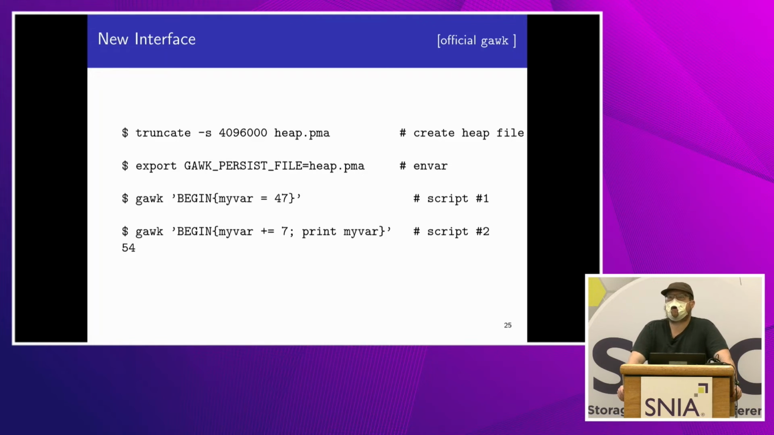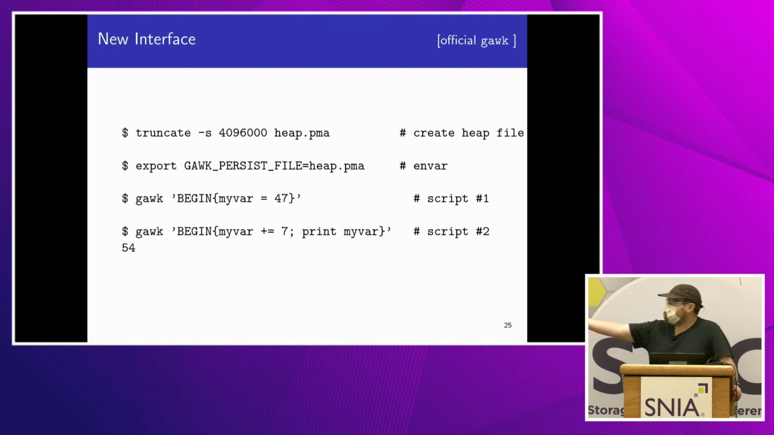No, the rule is you can only use one file at a time, right? One invocation of the interpreter can use at most one heap file. You can have 47 different heap files, but you can't use more than one of them at a time. So you have to set that gawk persistent file every time you want to change. In the prototype, you do that with a command line flag. Here you do it by setting an environment variable.